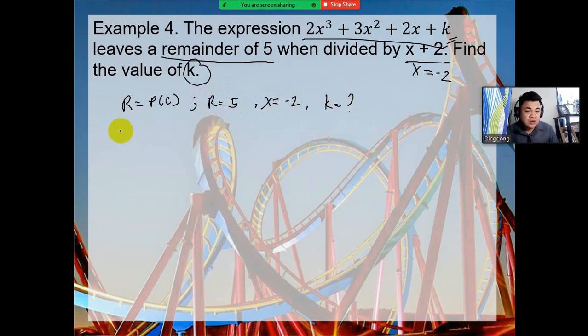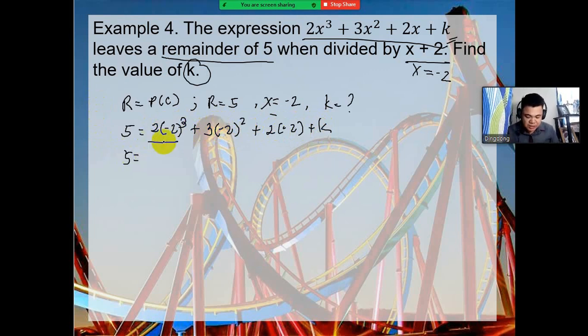Then the next thing is we are going to substitute the values now. Your remainder is 5. Change r to 5. And then the polynomial function, change all x to negative 2. So we have now 2 times negative 2 cubed plus 3 times negative 2 squared plus 2 times negative 2 plus k. Then the next thing is we are going to simplify them one at a time. So 2 times negative 2 cubed is negative 16. And then 3 times negative 2 squared is positive 12. And then 2 times negative 2 is negative 4. And then bring down k.